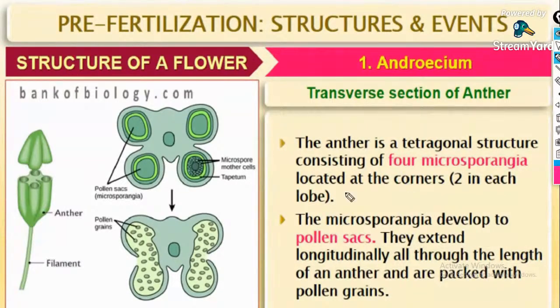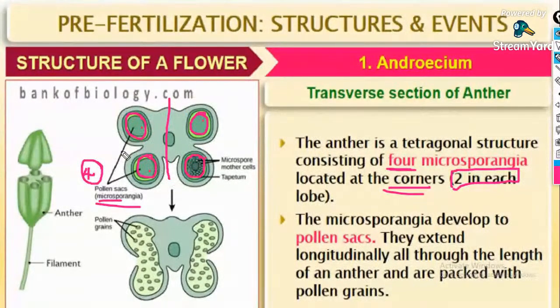So it consists of four microsporangia. So a typical anther consists of how many microsporangia? Four. Look, this is microsporangium number one, number two, number three, number four. Four microsporangia are present in a typical anther, which are located at the corners, two in each lobe. This is one lobe, you can see two, another lobe you can see two. If you transversely cut it, one lobe has two, another lobe also has two.